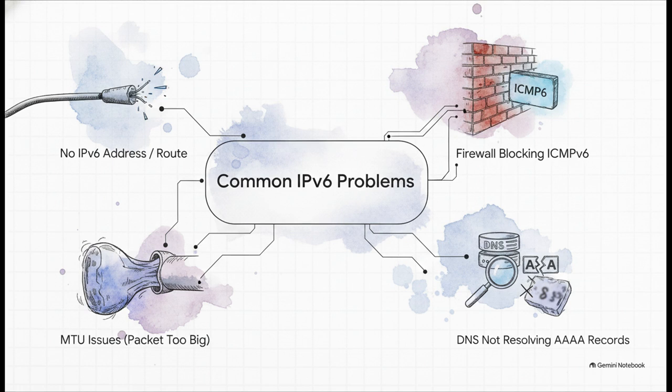Take firewalls aggressively blocking ICMPv6. In the old IPv4 days, blocking ICMP might just kill a ping request. But in IPv6, ICMPv6 is absolutely mandatory for neighbor discovery and path MTU discovery. You block it, you literally break your network. You might also run into MTU issues, where tiny packets work just fine, but the moment you try a large data transfer, it inexplicably fails with a packet too big error.